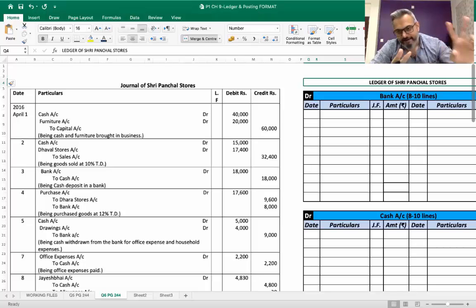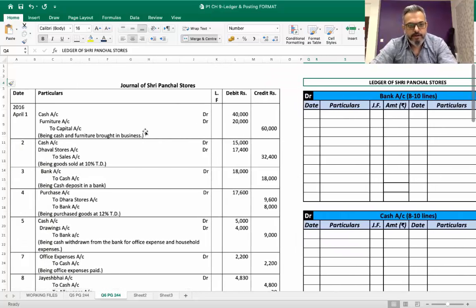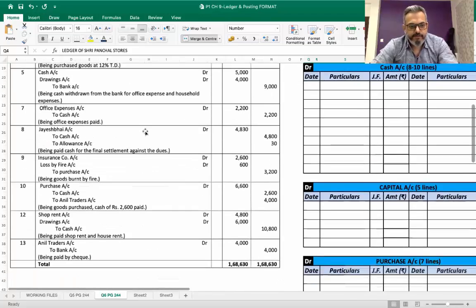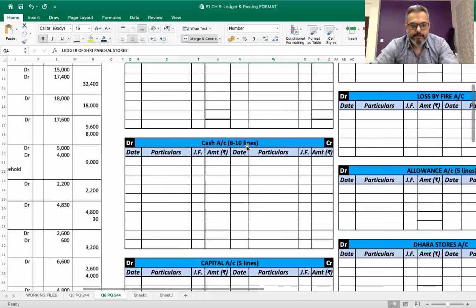Now, you don't have to make two separate entries. I'm just explaining it to you, the understanding part. So you have to do normal posting only. Now, let's start with the first one. Over here, the date is given, so we have to follow the dates, and it's up to 13. So 2016, April 1, cash account debit 40,000.